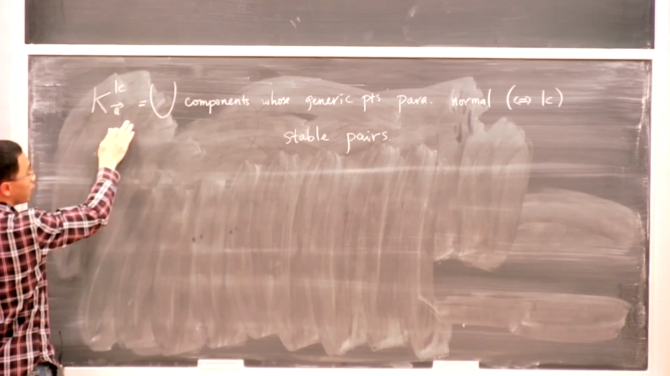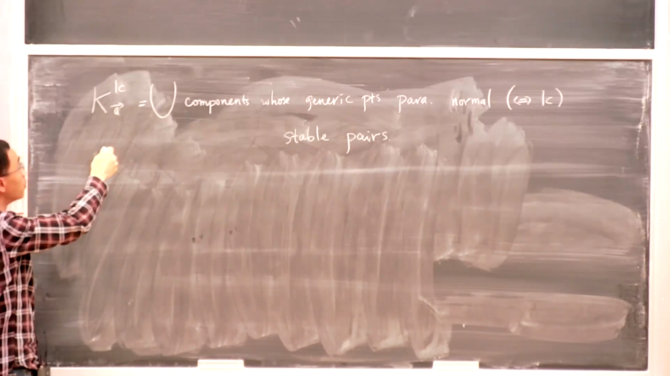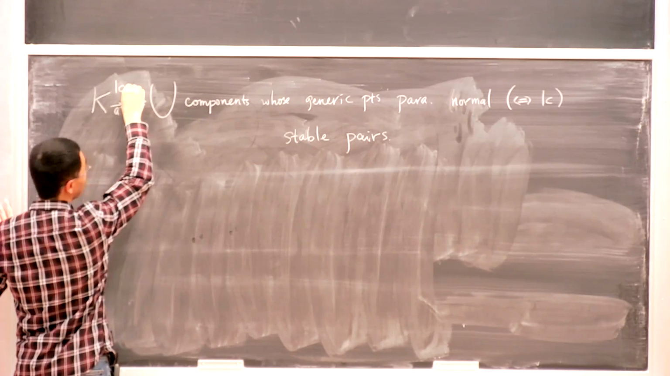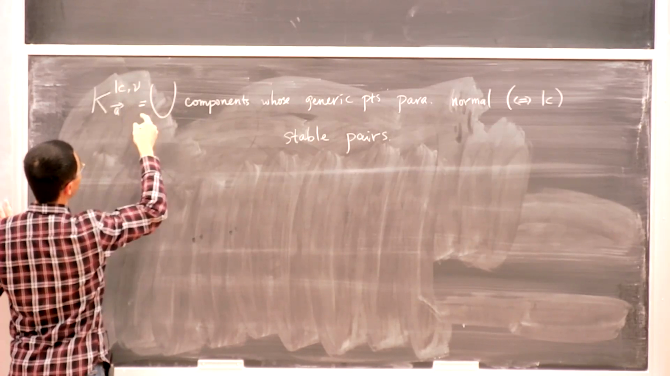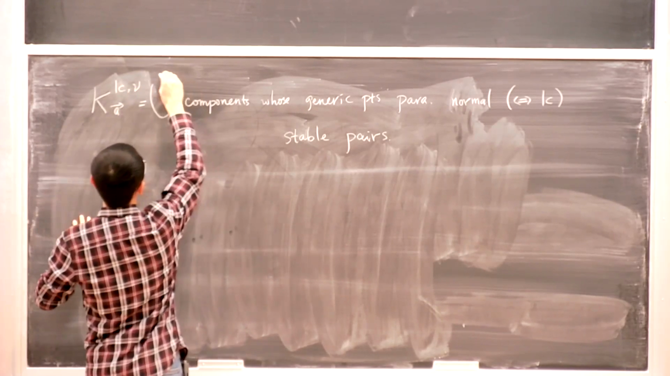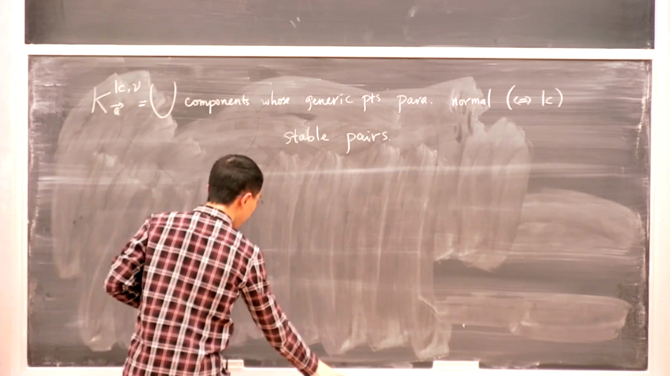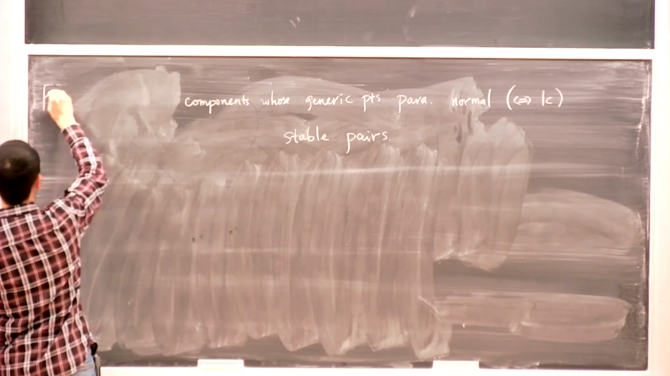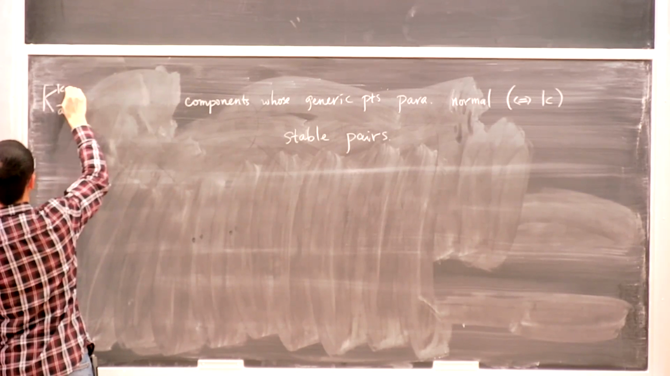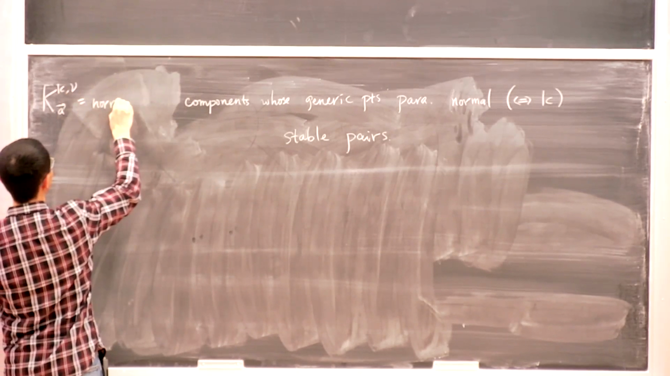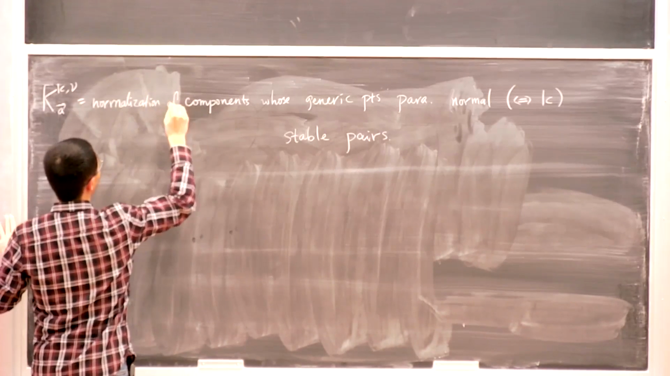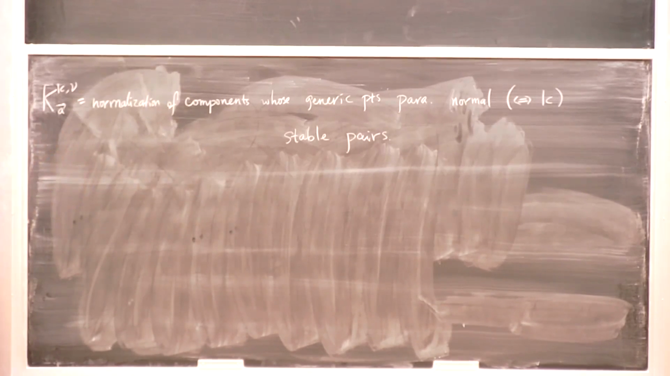And now again, this might have several components and it might not be normal. So we have to fix the second issue as well. And the easiest way to do this is by taking the normalization. Okay, so let me put the superscript new here. So this is the normalization. Let me write it on the left. Okay, so this is the normalization of the components where the generic points parameterize normal objects.